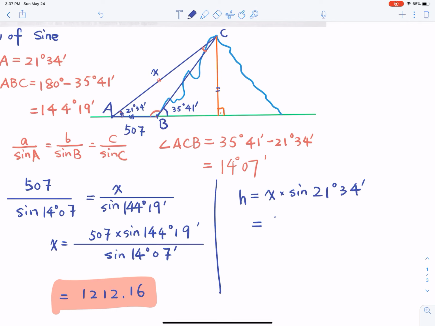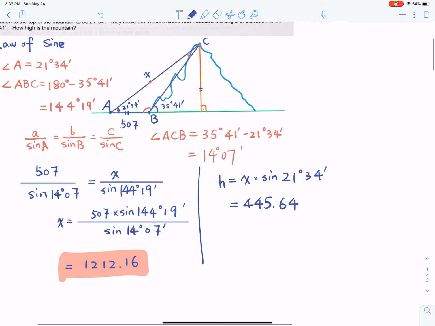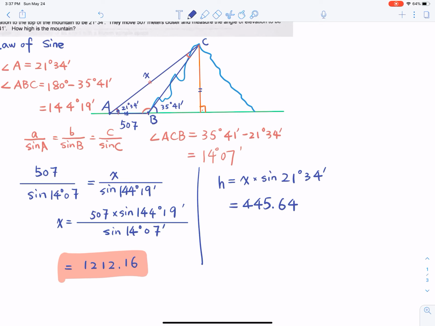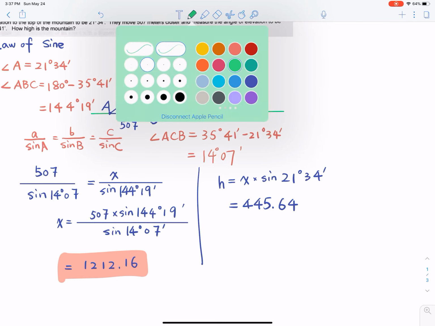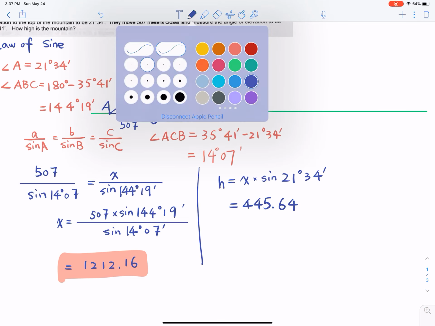H equals 445.64 meters. Does it make sense? Let's take a look. So this is a 507 degree. I do have some problem making it more accurate. Now we have the information, we can make it more accurate. So 21 degrees. Let's go here, the same line. And 21 degrees must be much, much lower.